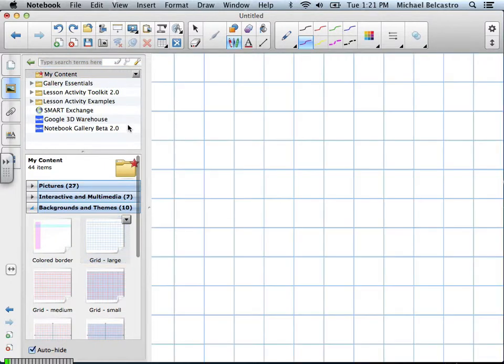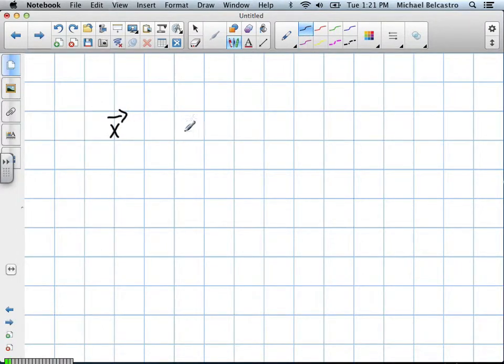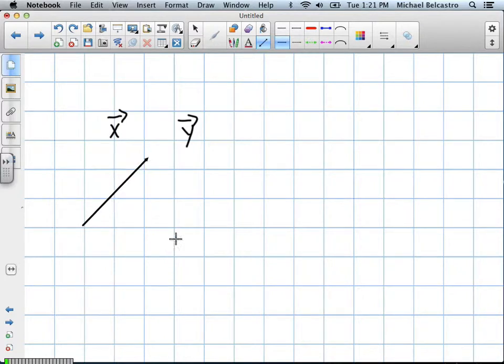Let's say we were given a question about 2 unit vectors, unit vector x and unit vector y, let's call it. We'll say that they look roughly like this. Here is our x, and maybe here is our y.